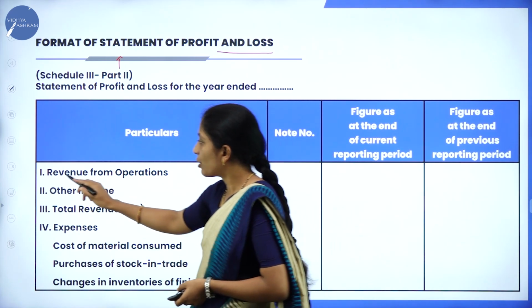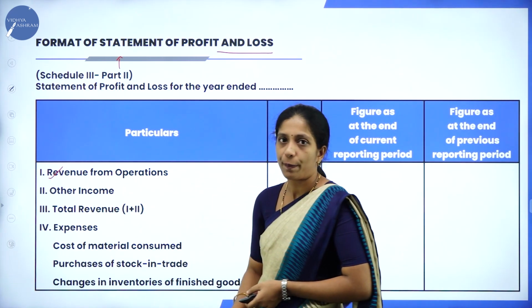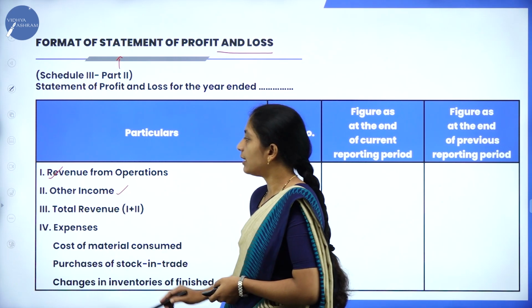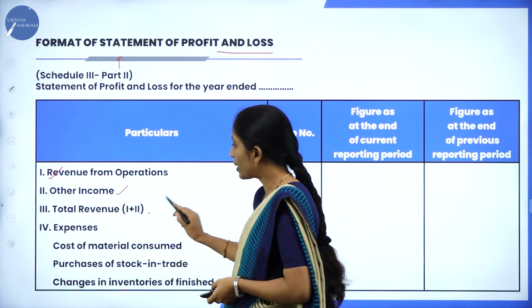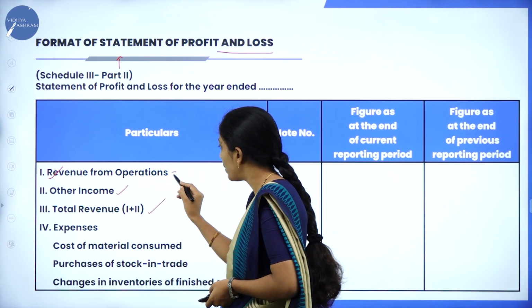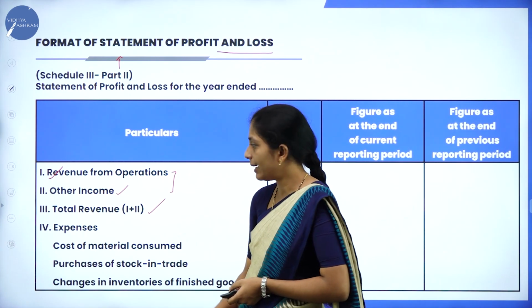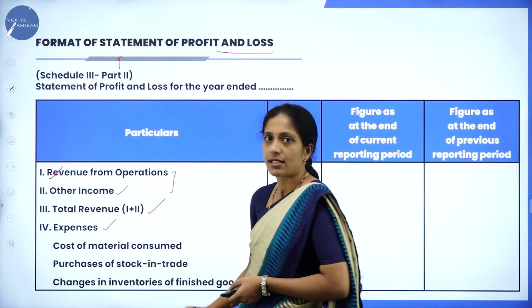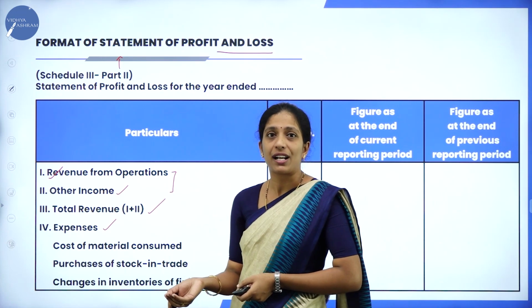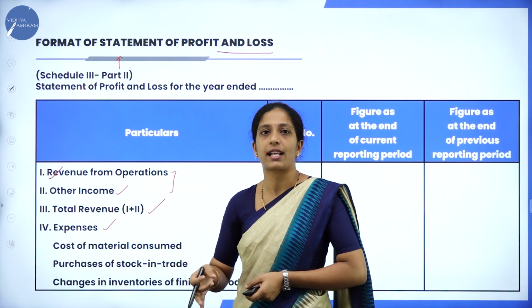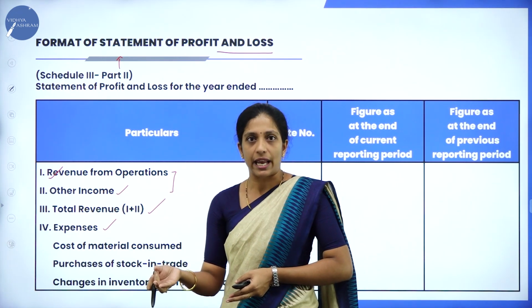So the first, Roman number 1, is revenue from operations, and the second one is other income. Third one, total income. So when you add 1 plus 2, you will get total income. Fourth one is expenses. Under expenses, it varies depending upon the problem. They will not give you all the expenses. They will give you 2 to 3 expenses.